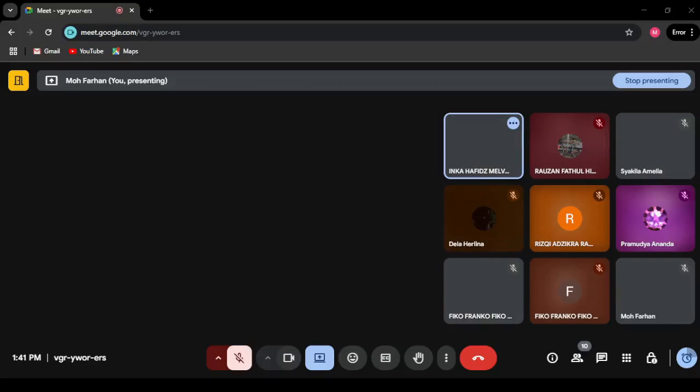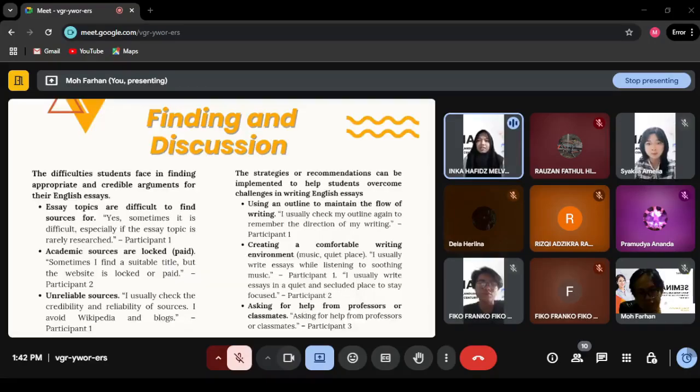Next is the difficulty students face in finding appropriate and credible arguments for their English essays. First, essay topics are difficult to find sources for, as participant one said. Yes, sometimes it is difficult, especially if the essay topic is rarely researched. Second, academic sources are locked or paid. As participant two said, sometimes I find a suitable title, but the website is locked or paid.